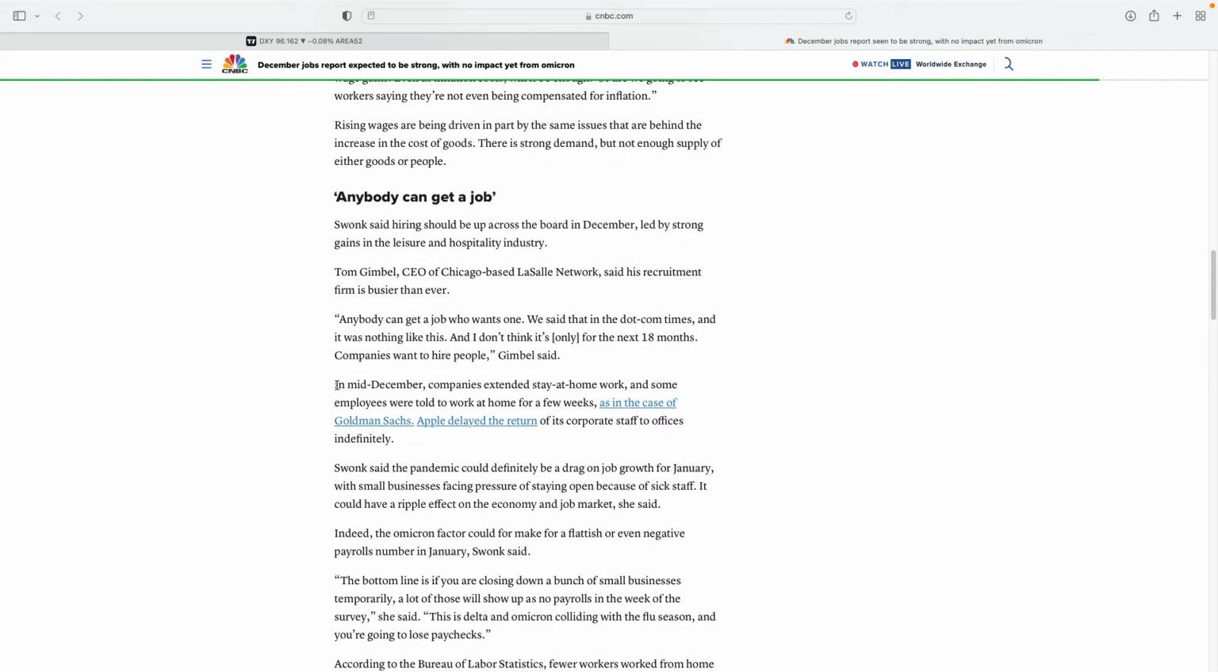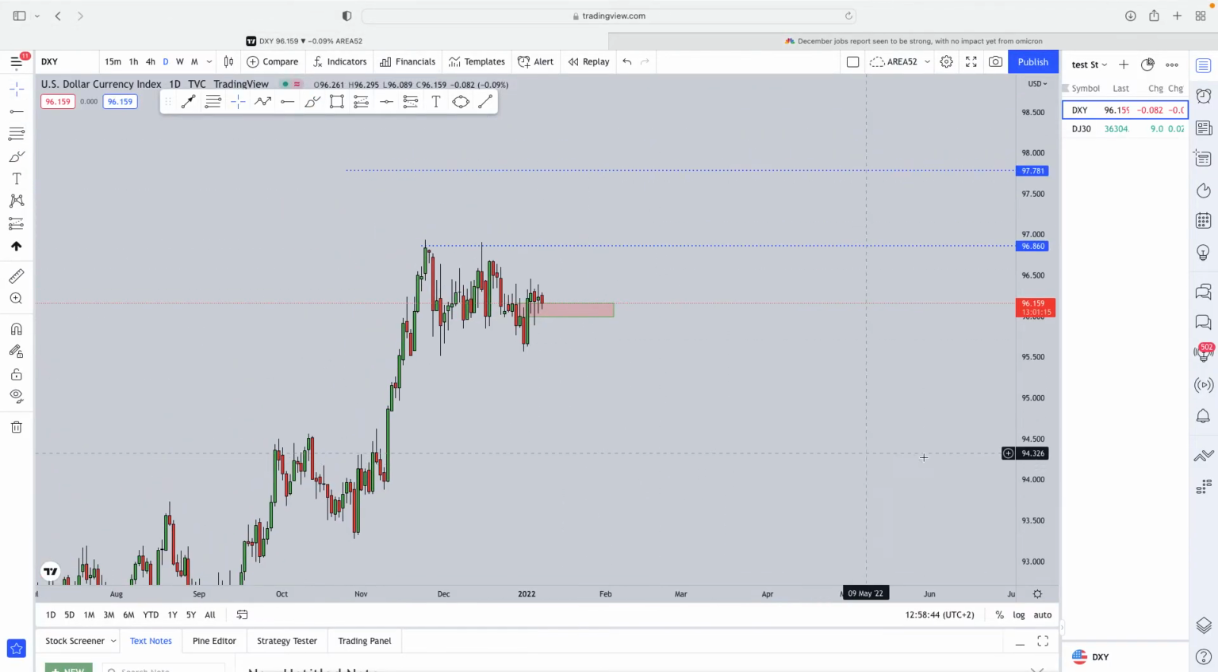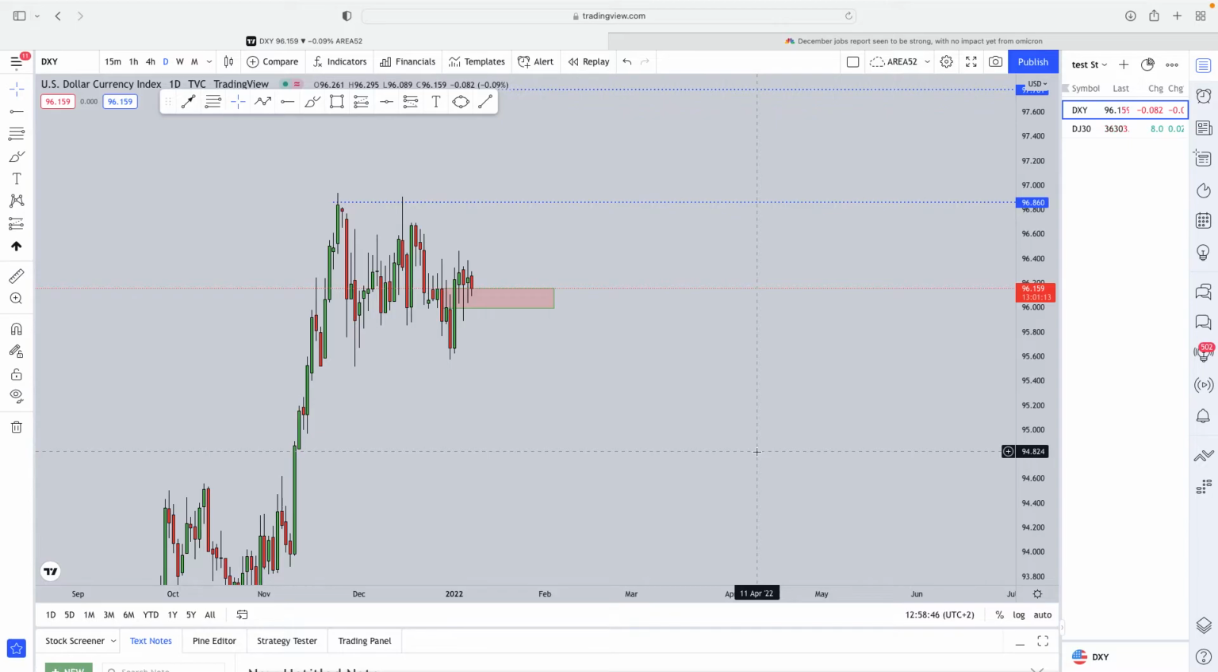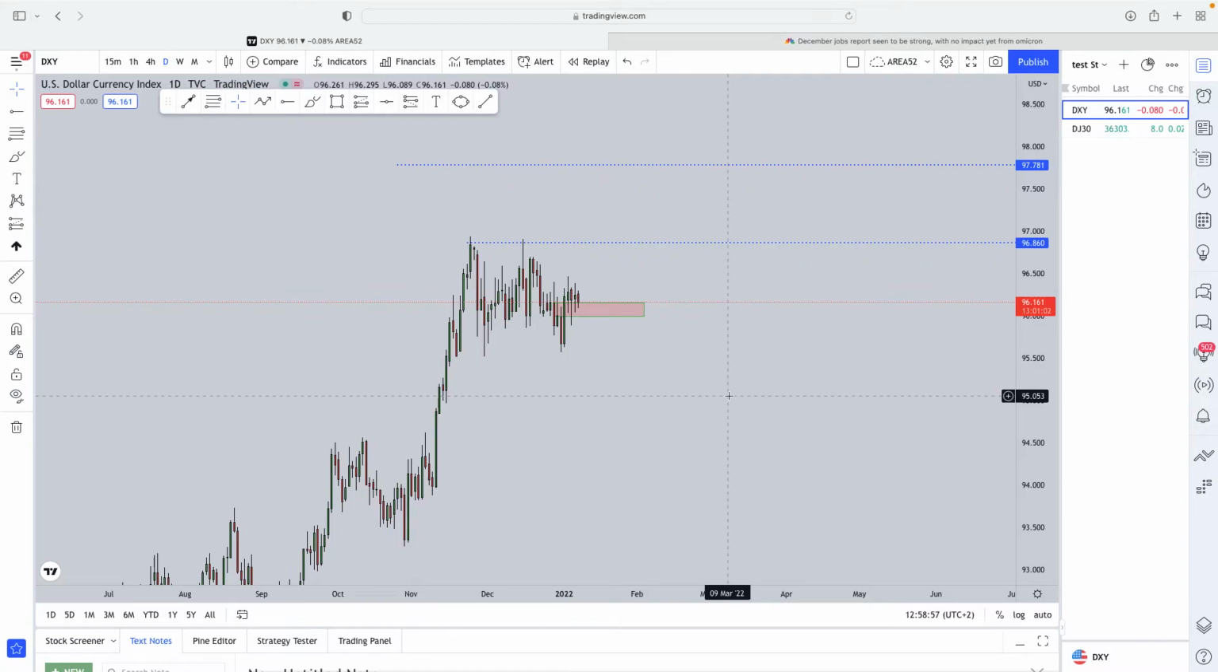Also, what he said is that in mid-December, companies extended stay-at-home work, and some employees were told to work at home for a few weeks, as in the case of Goldman Sachs. Apple delayed the return of its corporate staff to offices indefinitely. Well, I'm not going to speak about that, but we can see how there was continuous growth with the jobs report. From where I'm sitting, based on the data that I gathered, we can definitely expect the NFP to be positive for December. But moving into the future, probably next month's report won't be as positive.